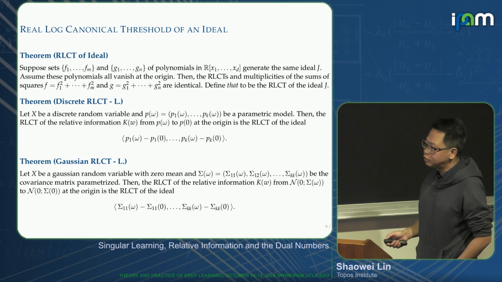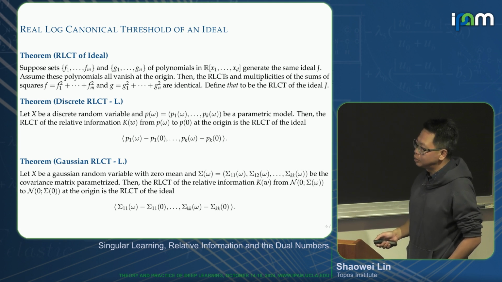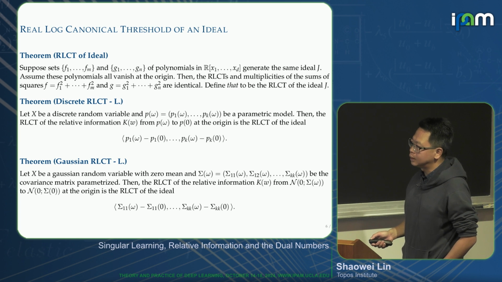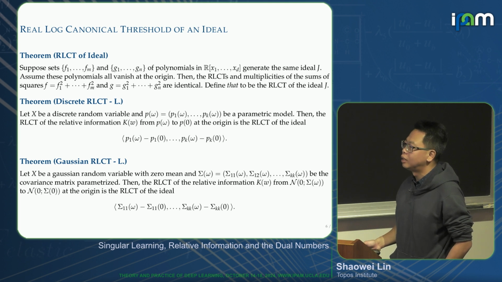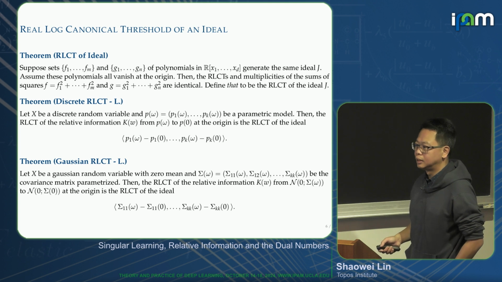In a case where we have Gaussian random variables, it's the same thing. Suppose for the simple case, we look at the case when the mean is 0 and we are only parameterizing the covariance matrix, then the real log canonical threshold of the relative information is given by the real log canonical threshold of the ideal generated by the entries sigma ij minus the true values.